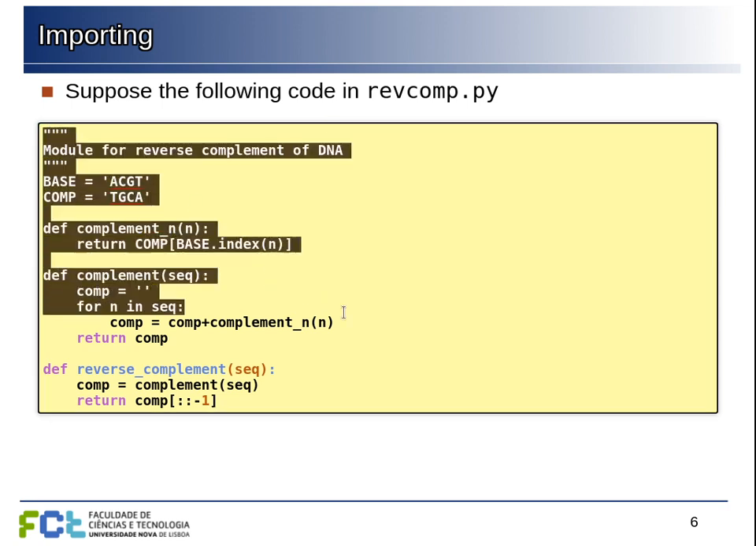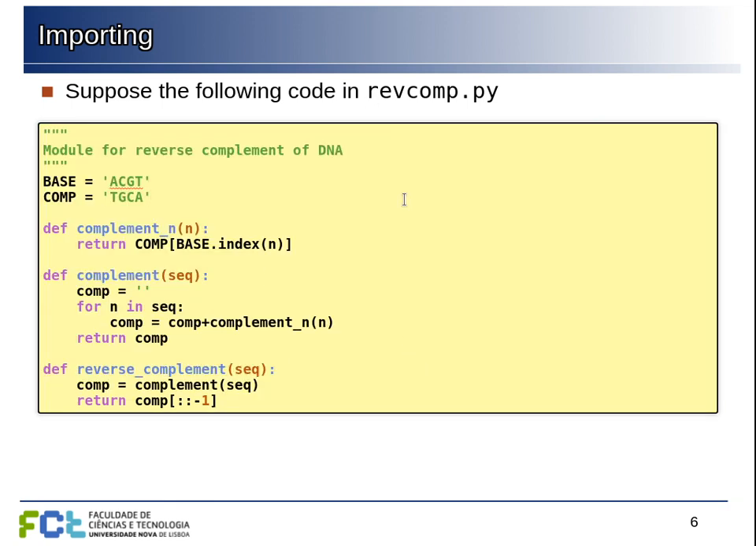So suppose we have this solution for the reverse complement exercise we did last week. Here we have a function that computes the complement of a nucleotide. It looks at the position of the nucleotide in this global variable base, and then uses the character in comp that corresponds to that position. So if this is an A here in N, it will find it in position 0, and so it will return position 0 of comp, which is this T here, and so on.